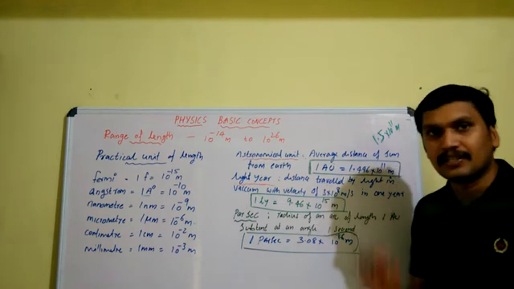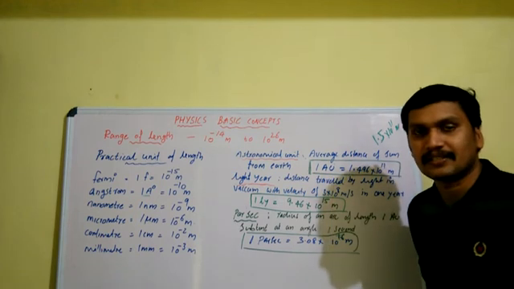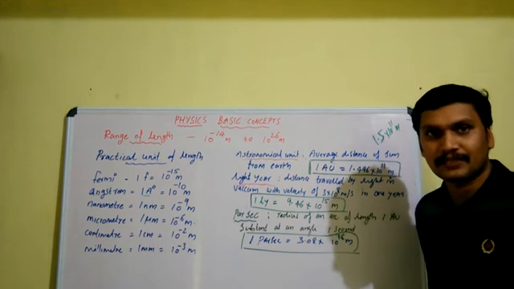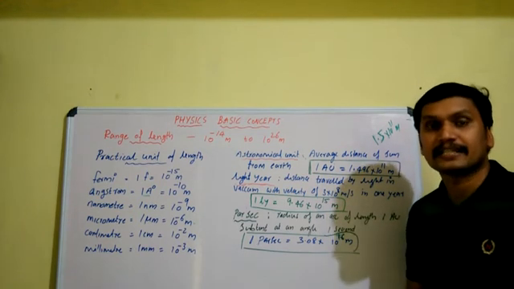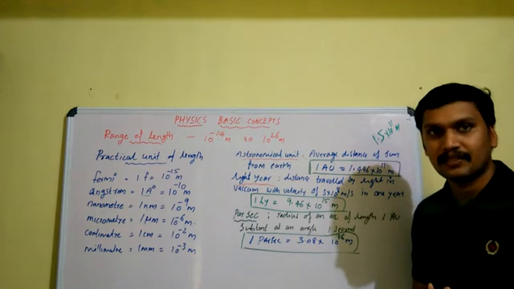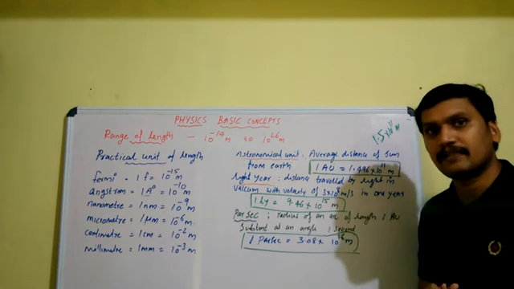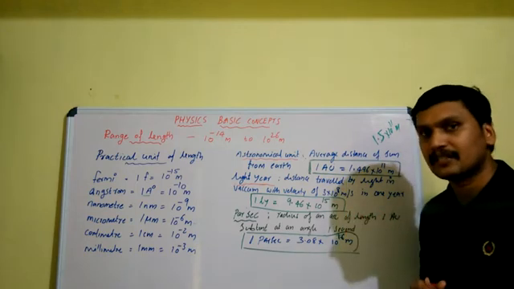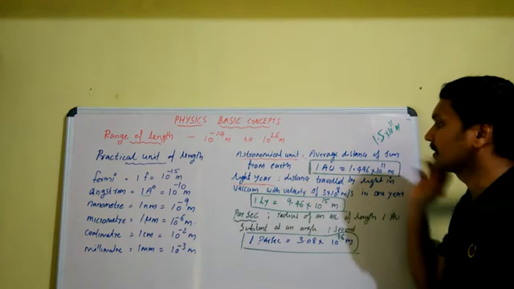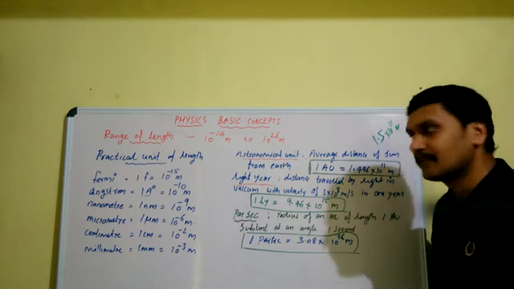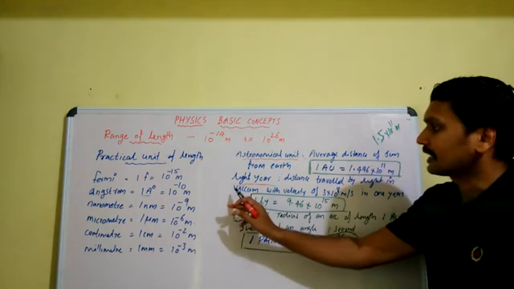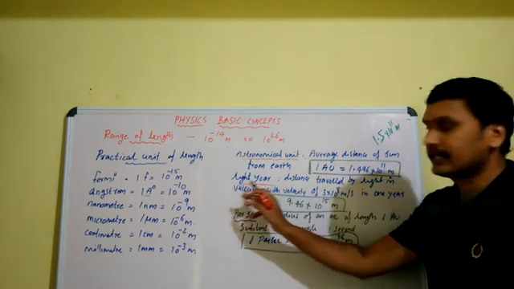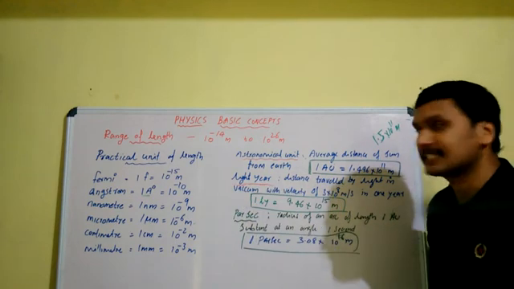Usually this unit is used for the measurement of distance between celestial objects. To measure the distance between heavenly bodies, that is celestial objects, we are using this astronomical unit. Okay. Then the second one is a familiar unit, light year.